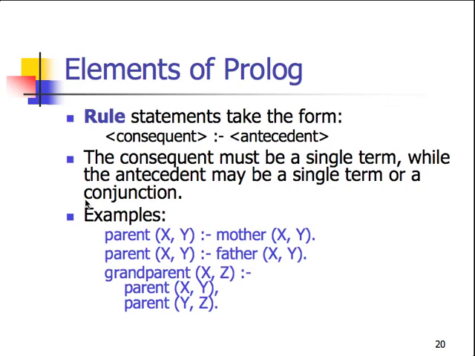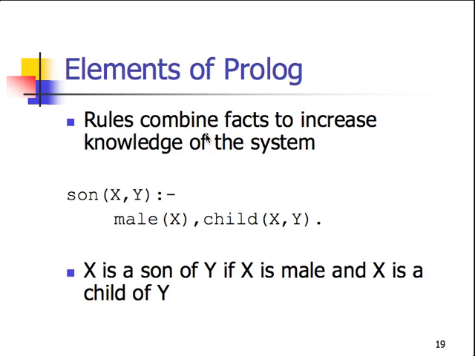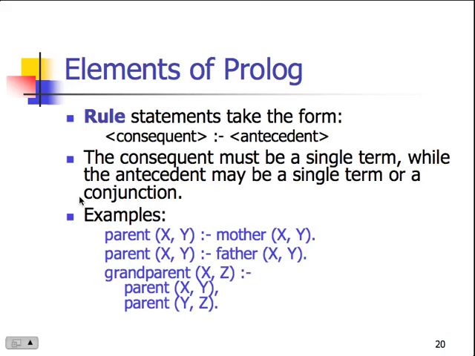So now we can have other rules. These rule statements take the form of the consequence versus the antecedent. So this is going to lead to this consequence. If male(X) and child(X, Y), then the consequence is that they're a son. And you can do that with parent, grandparent, brother, sister, mother, father, all of the different combinations. So the consequence must be a single term, while the antecedents, these things that lead up to the consequence, may be single terms or they might be a conjunction of multiple terms.